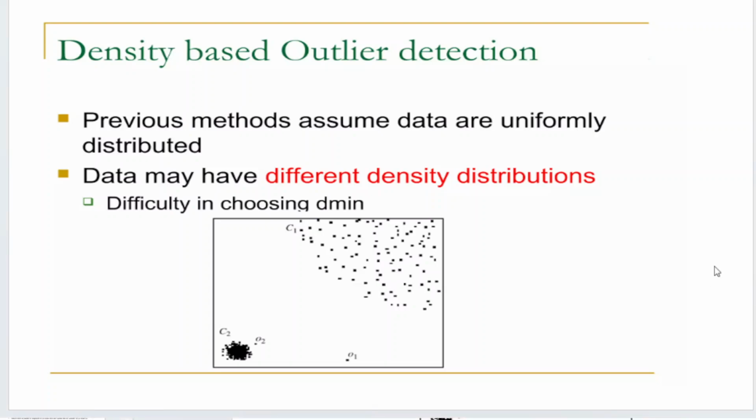Hello guys, today we are going to discuss the density based outlier detection method.